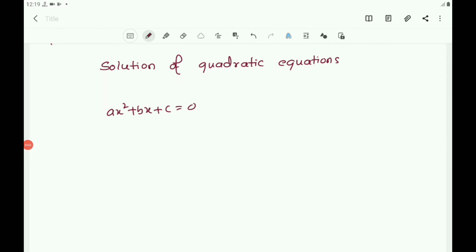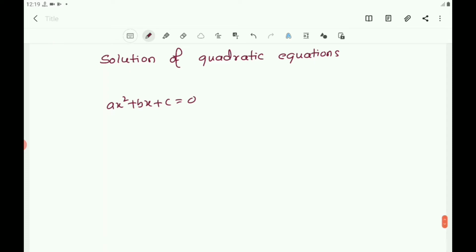And also you know the solution of linear equation. What is the solution of linear equation? That is nothing but the value of the variable in the linear equation which satisfies both LHS and RHS, and that is also called the root of the linear equation. And you know that a linear equation is having one root, one solution, and a quadratic polynomial is having two zeros, and the quadratic equation is also having two roots.